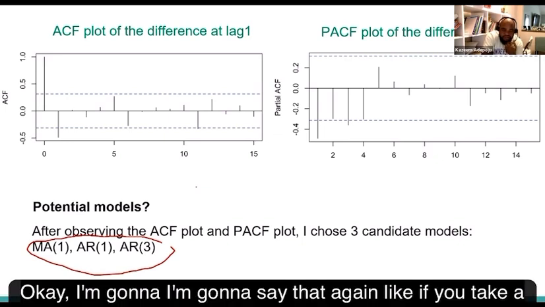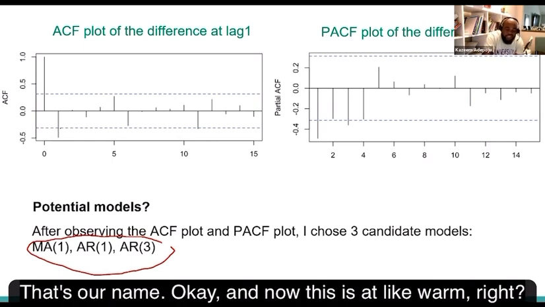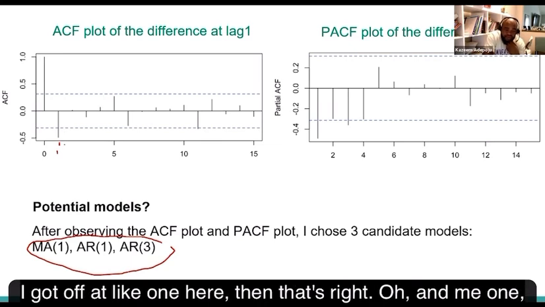I'm going to say that again. If you take a look at this ACF plot, when the ACF plot does not decay to 0 but performs a function of cutting off, that's an MA. This is at lag 1, and it's cut off after lag 1. When the ACF plot cuts off, that suggests an MA model. It cut off at lag 1, and that's why MA1.